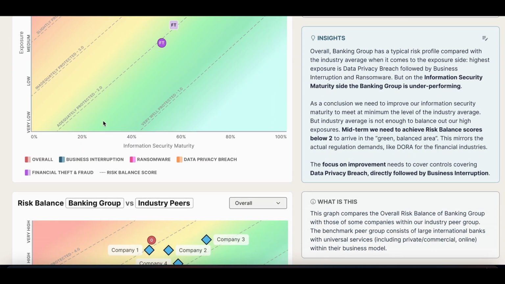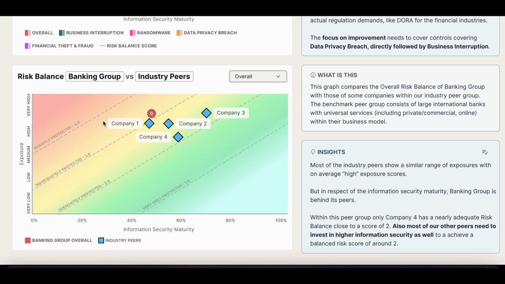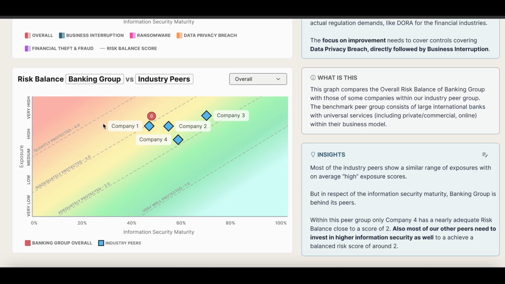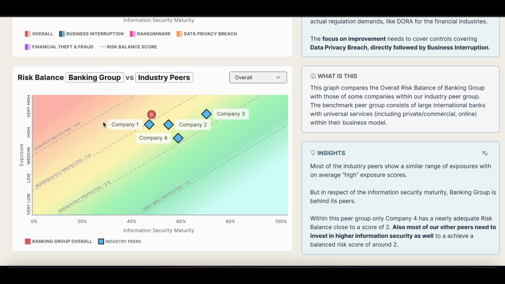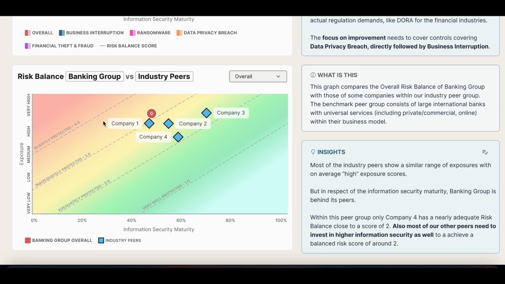Another question the board might have is where you sit in comparison to industry peers that are in the same vertical, similar size, similar employee count, and so on and so forth. And so, of course, we won't tell you the names of those companies. They will be anonymized. But you can also see where you sit on this risk balance chart in relation to those companies, which is really looking at their information security maturity compared to their exposure level.